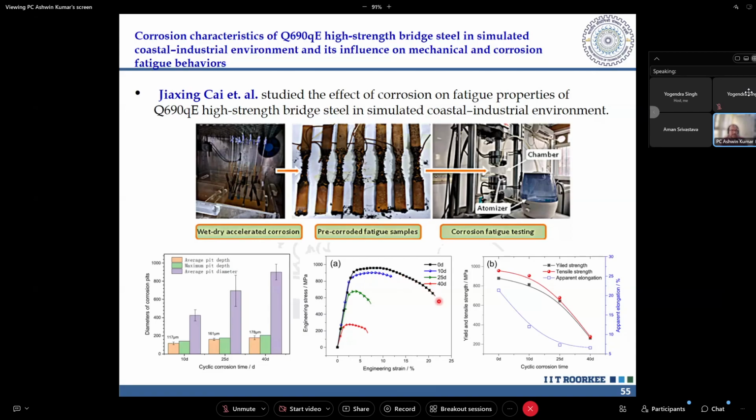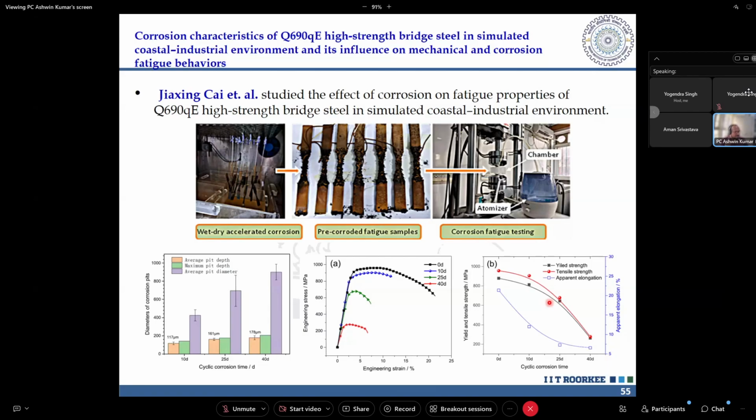Percentage elongation is high. But if you corrode it for 10 days, don't think right now whether it is really mimicking the behavior or not. Think about what corrosion is doing. If corrosion happens, the strength has reduced and the ductility has reduced. If you corrode it for 40 days, then the ductility and strength have totally reduced. Percentage ductility and yield strength are totally decreasing.